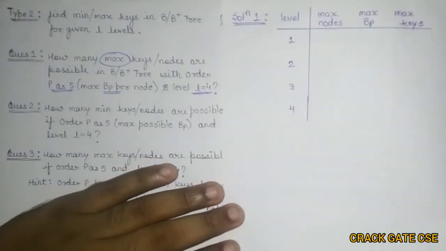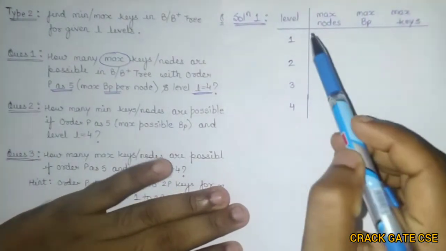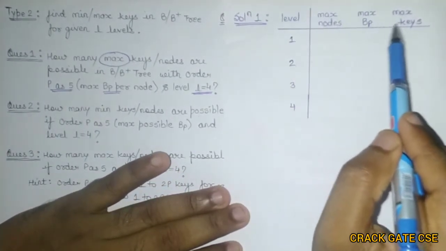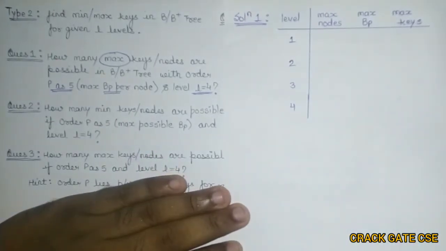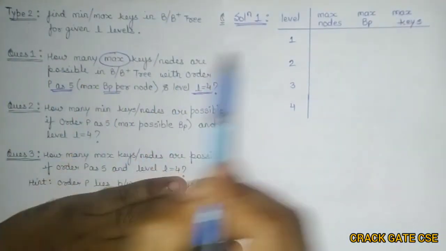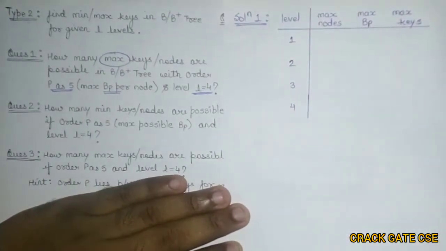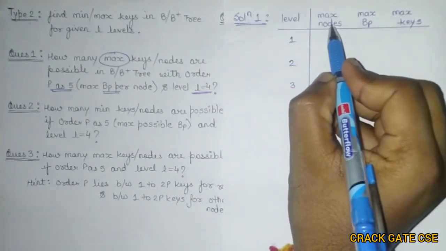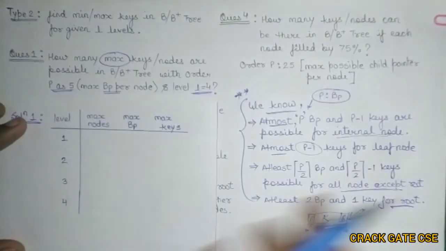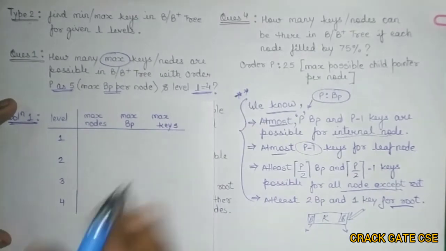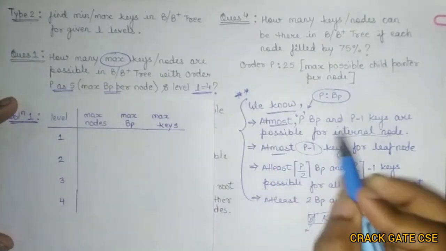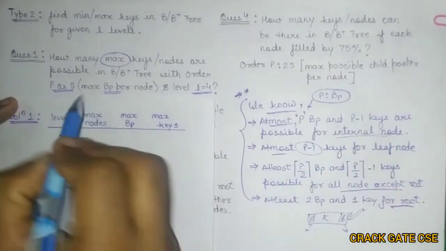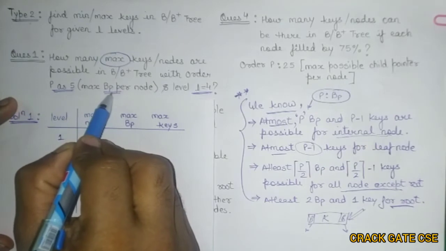So here I am having a table with levels, maximum nodes, maximum block pointers, and maximum keys. Because we have to find out the maximum, I am having maximum here. Now in the first level, how many maximum nodes can be there? At most P minus 1 keys for a leaf node, at most P block pointers, and here the order is given as the block pointers.